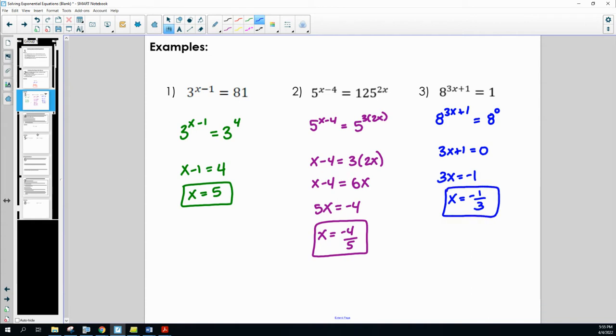So these are all examples where we can make the base the same. Here's a second scenario. Even if you can make the bases the same, you can use the next two methods that we're going to use, but making the bases the same is the easiest method. So if you can do that, you want to do that.